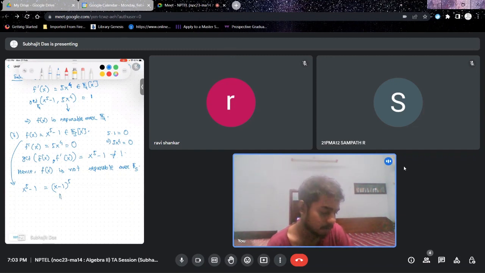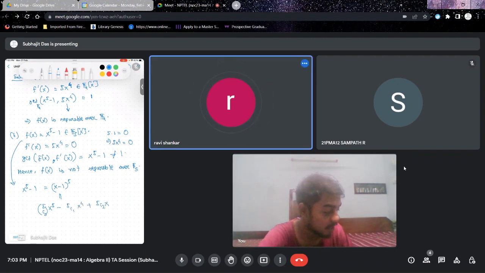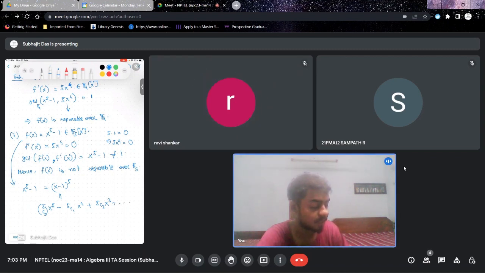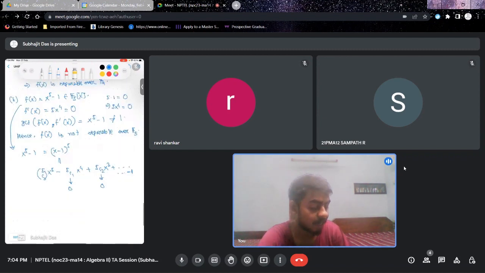If you just expand this using the binomial theorem, this becomes 5C0 x to the power 5 minus 5C1 x to the power 4 plus 5C2 x cubed, and whatever the coefficients are. The point is that these are divisible by 5, so they will be 0, and ultimately the only non-zero terms left will be minus 1 and the first term. So this is x to the power 5 minus 1, right?